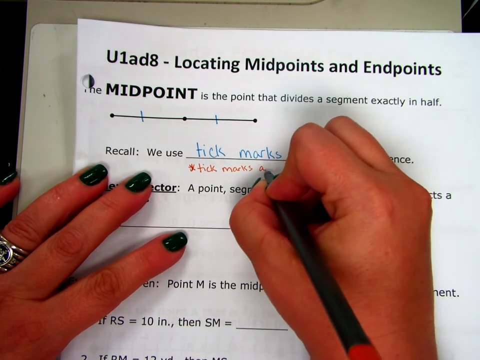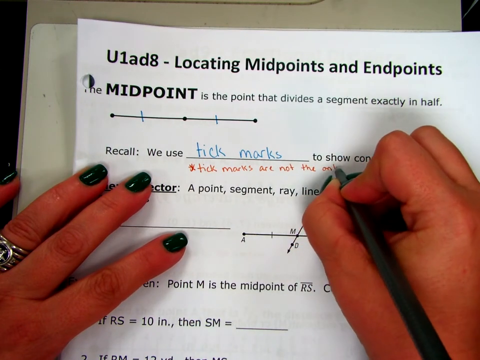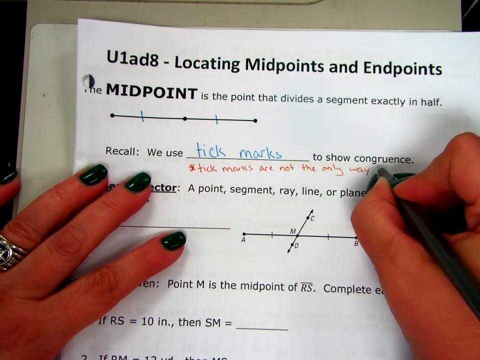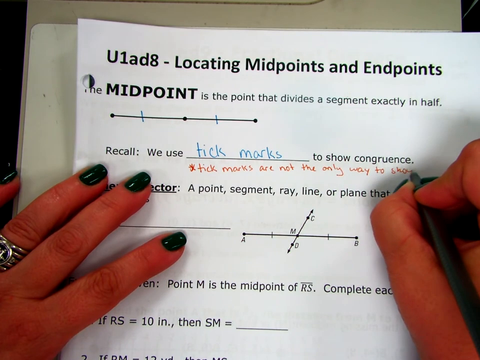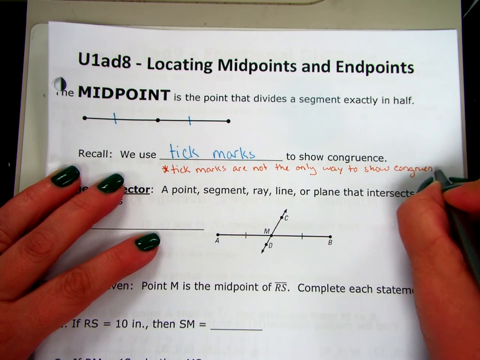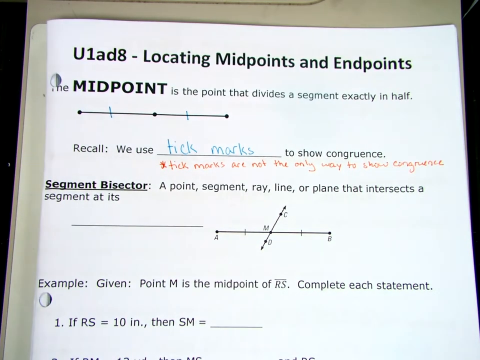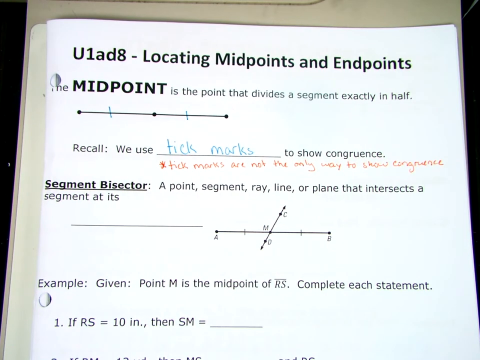So tick marks are not the only way to show congruence. And remember that word congruence means has equal measure. So the left side of that point is equal in measure to the right side. They both have the same length. Okay? So the other ways we could show it is we could show it algebraically, that the two sides were equal.